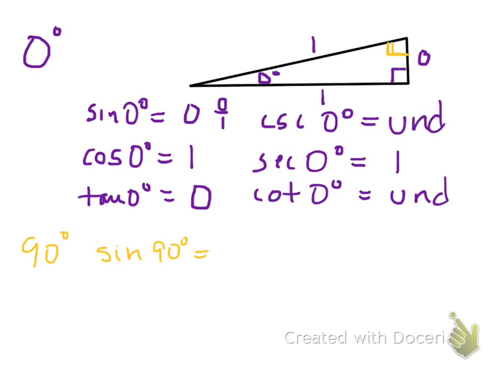Opposite over hypotenuse. What does that give us? Somebody tell me. Opposite over hypotenuse is 1. Cosine of 90 degrees. Adjacent over hypotenuse, 0. Okay.